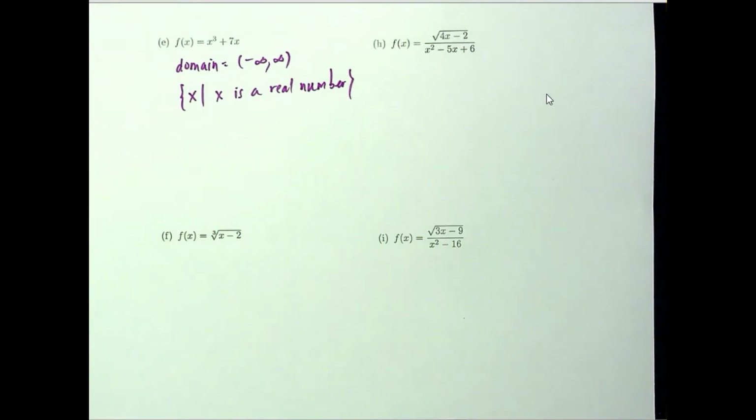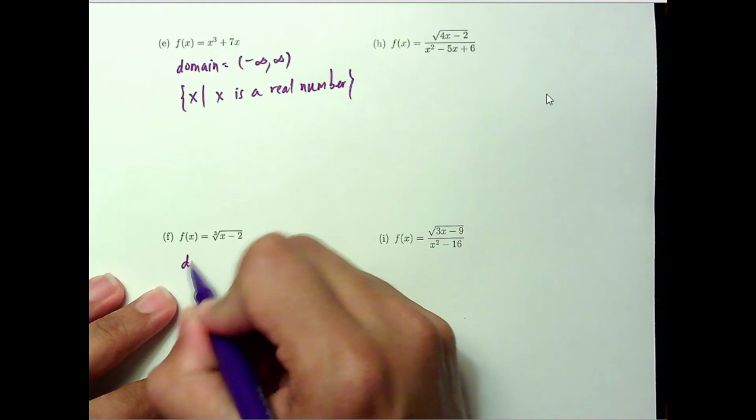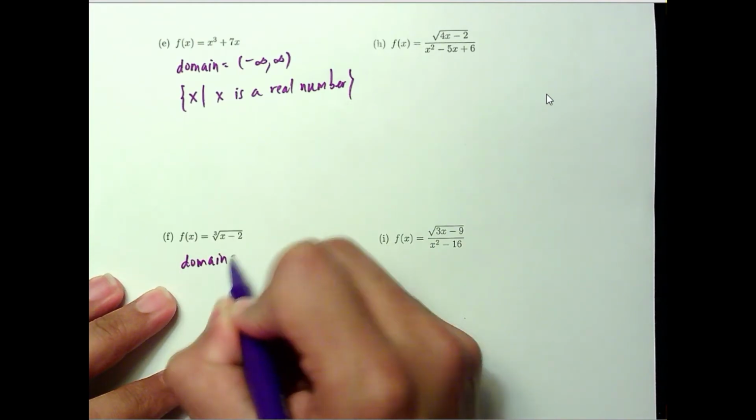Okay, now let's look at f. First bullet point, if there's denominators, set the denominator equal to 0. There's no denominators, so the first bullet point does not apply. Second bullet point, if there's radicals of even index, well, there's no radicals of even index here because that's a cubic. So the second bullet point does not apply. So actually then, the domain of this is everything.